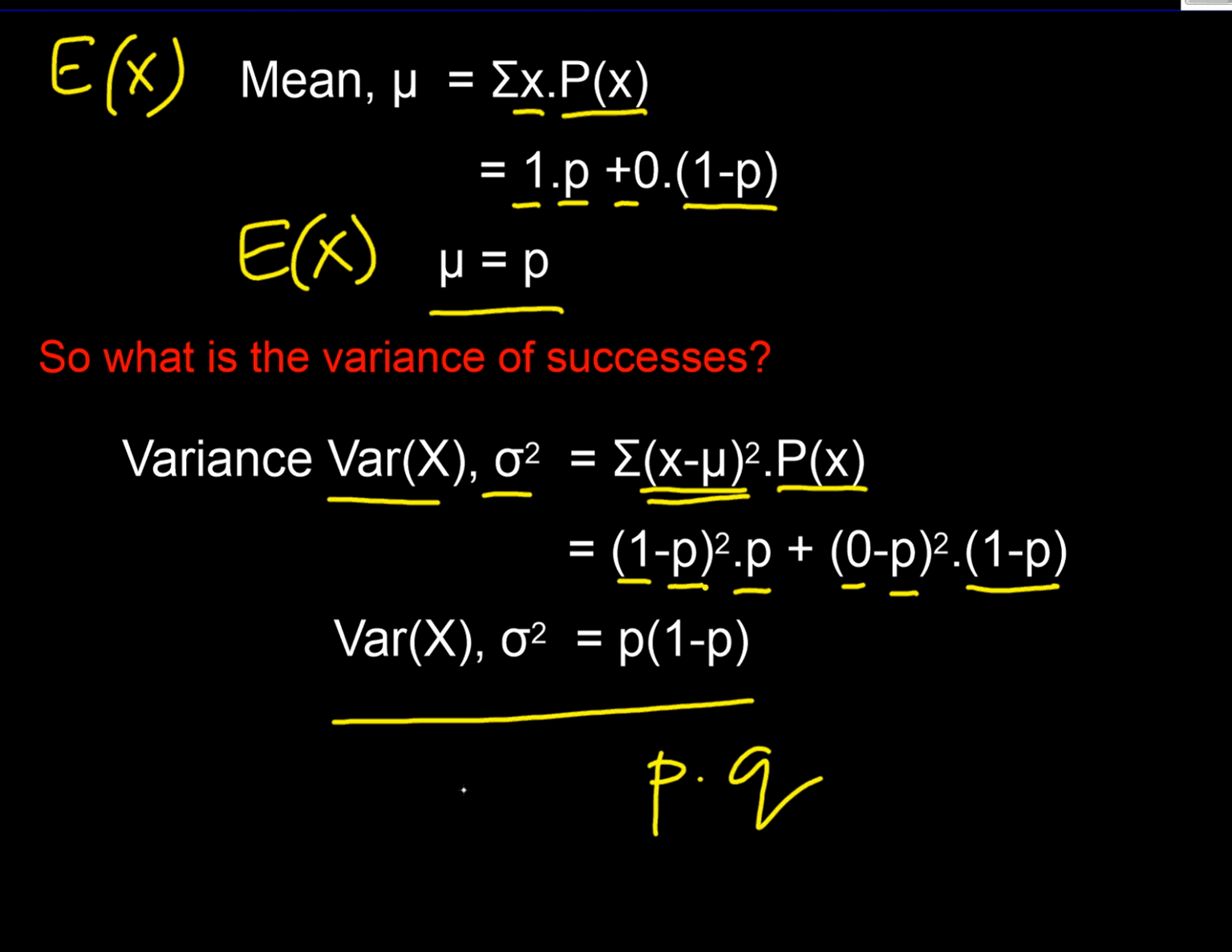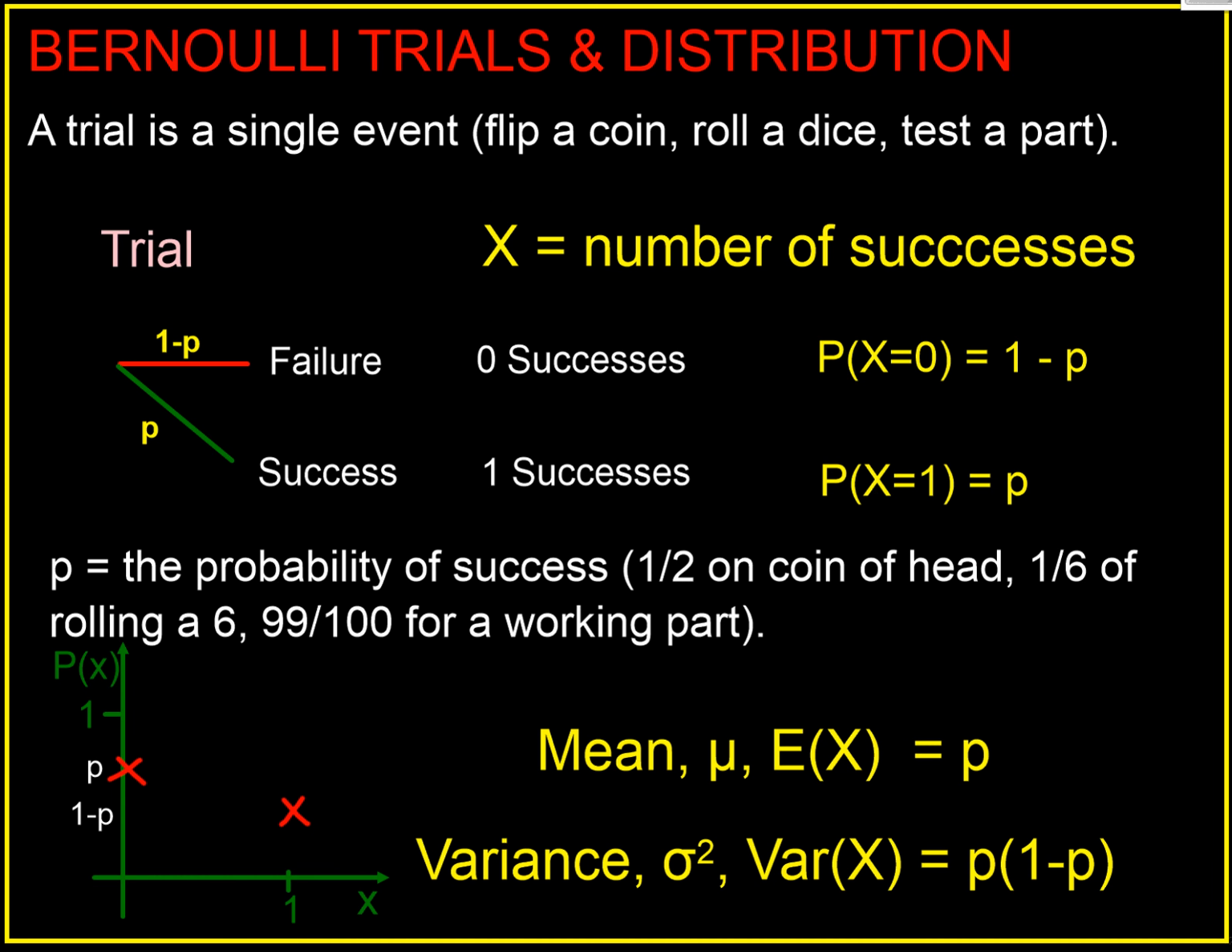Okay, so here's my summary page. Remember, we're tracking the number of successes in these trials, and we're only doing 1 trial, so it's either 0 or 1. Here's the probability distribution to go with that, which is simple, isn't it? Because we're either having 0 successes or 1 success, and our probabilities of that are either P or 1 minus P. And as a result, we can calculate the mean and variance of this distribution for one single trial: one flip of a coin, one roll of a dice, one test of a part. There you go.